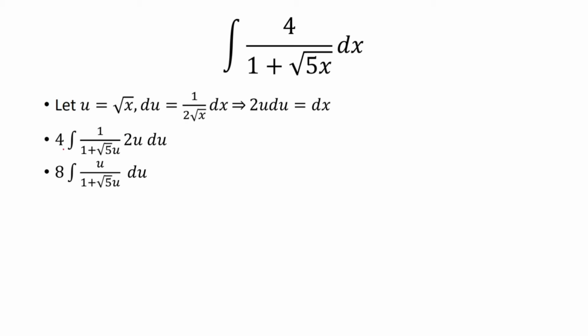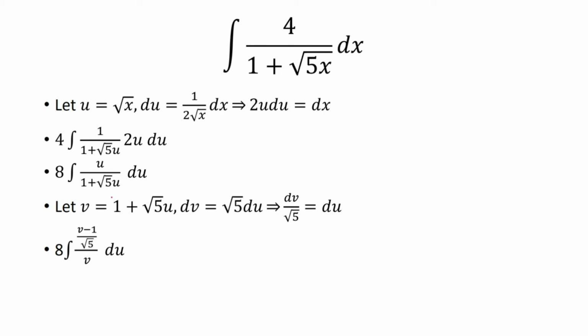Now we're just going to pull out the 2. So 4 times 2 is 8. And we have u over 1 plus root 5 times u. We're going to make another u substitution, but this time with v. So we're going to let v equal the denominator. So the derivative of that will just be root 5. And so solving for du, we get dv over root 5.